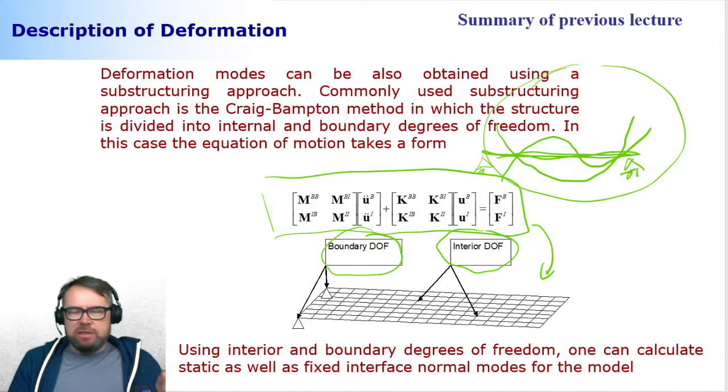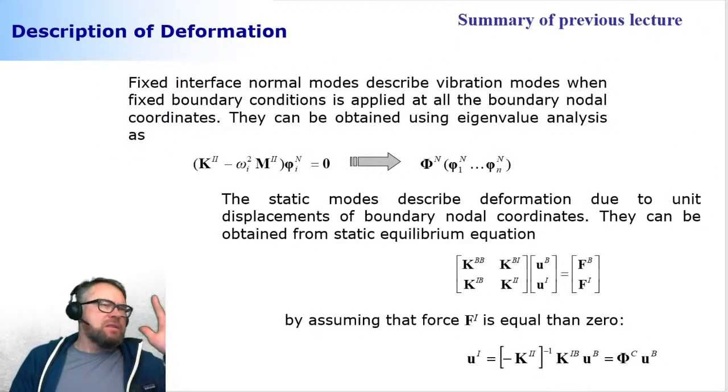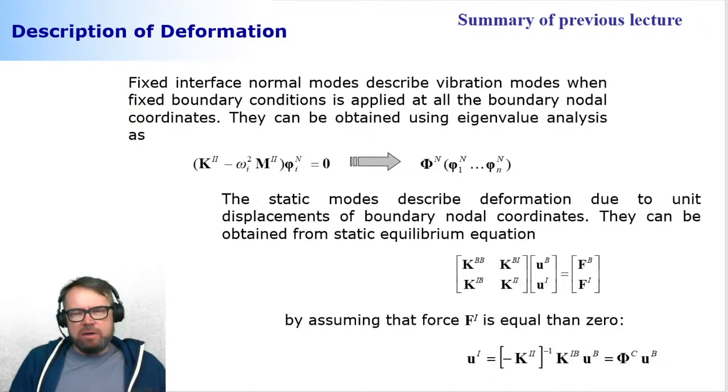What you're going to do next is conduct an eigenvalue analysis, but not the one I was explaining earlier. This one only looks at the interior degrees of freedom. You fix all the boundary degrees of freedom, and you look at how the structure behaves otherwise.